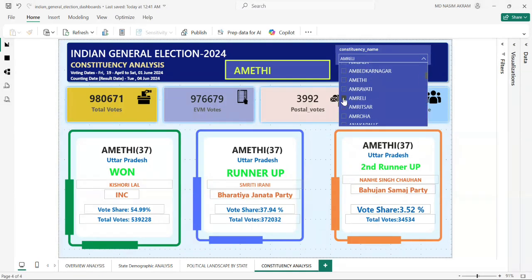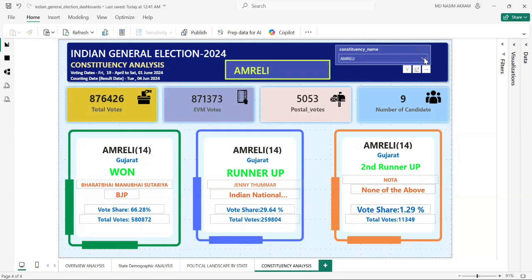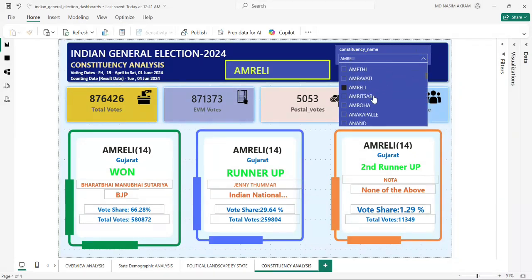Like this you can see any other. So this is the slicer which will help you see the data constituency wise.